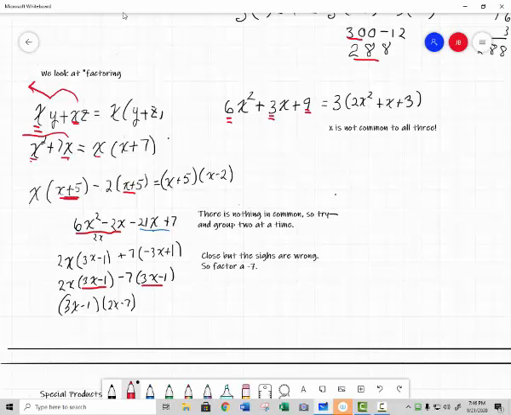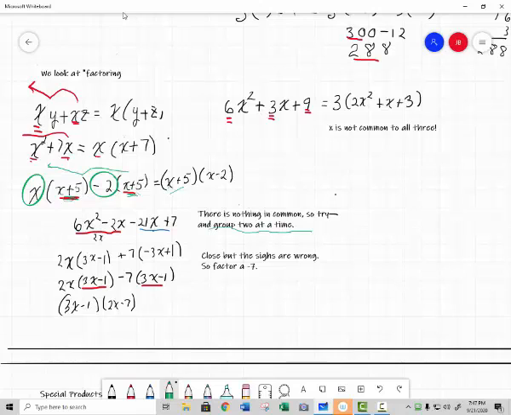In this case, I've got x plus 5 common. If I have x plus 5 common to both of these terms, I can take this x plus 5 out of the polynomial and write it as x plus 5 times whatever is left over. In this case, x minus 2. X plus 5 times x minus 2. That's the concept.